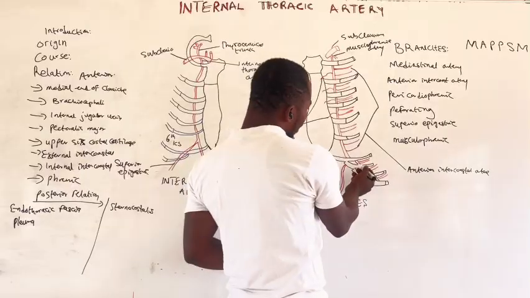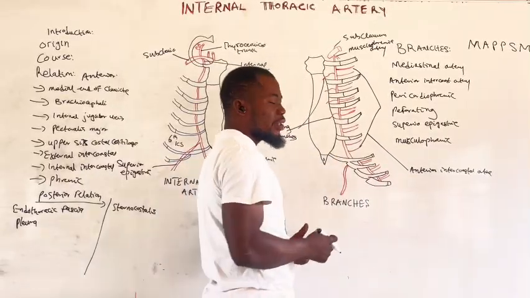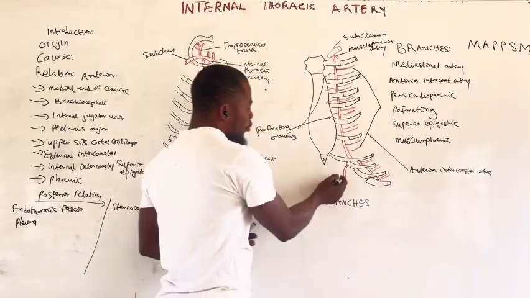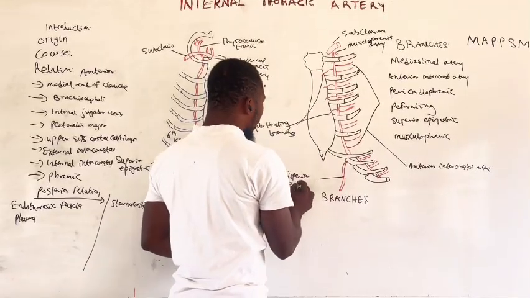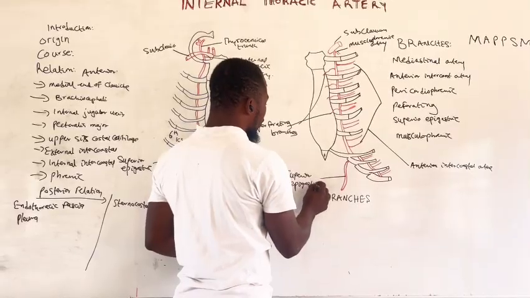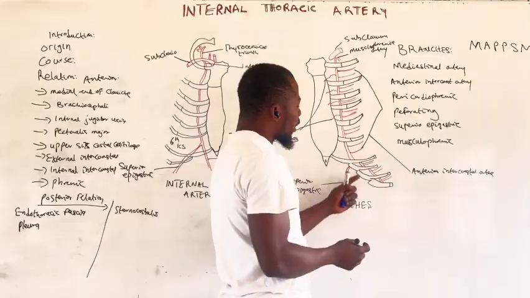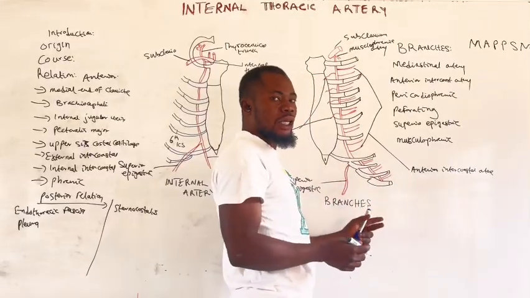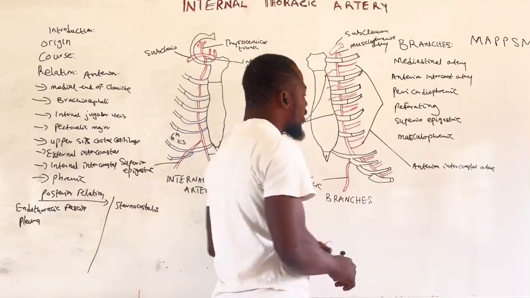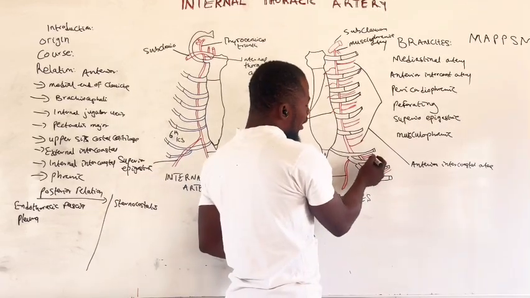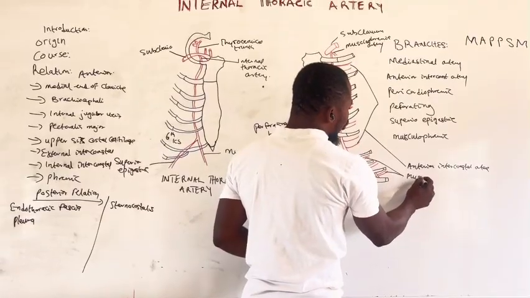whereby at the 6th intercostal space we say that the internal thoracic artery gives off 2 terminal branches: the superior epigastric artery and the musculophrenic artery. The musculophrenic artery gives off 2 anterior intercostal arteries at the intercostal spaces of the 7th, 8th, and the 9th space. So these are the 7th, 8th, and the 9th space, and this artery here is the musculophrenic artery.